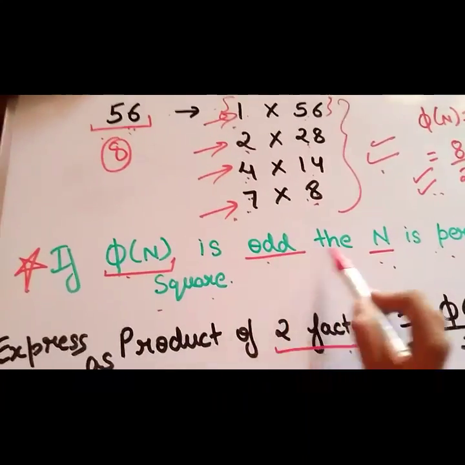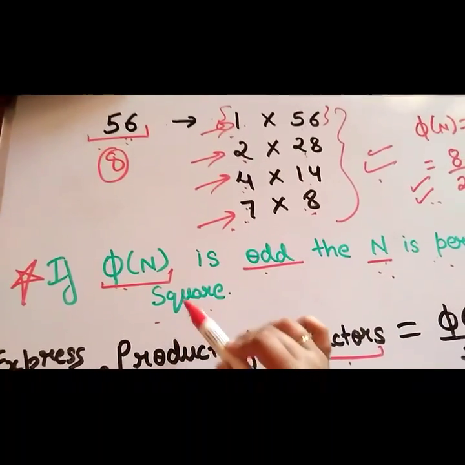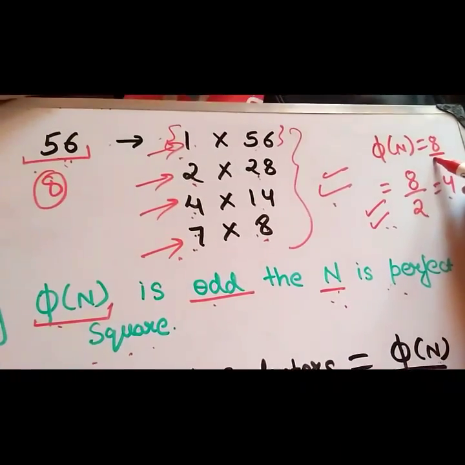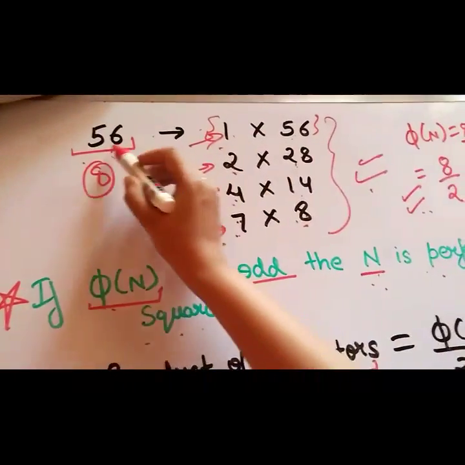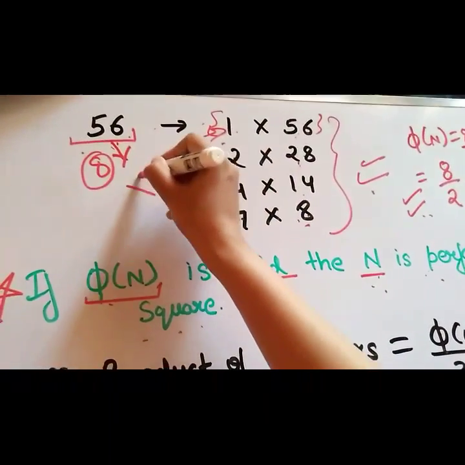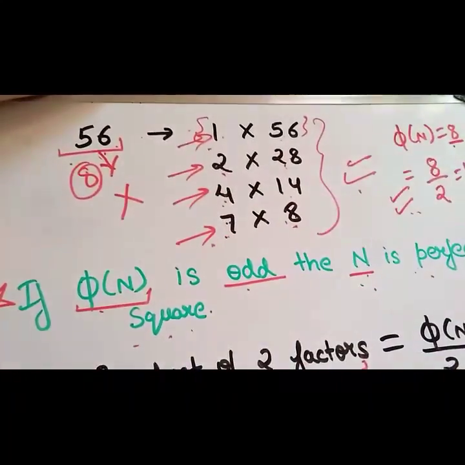Next, let's check for this also. If phi n is odd, then n is a perfect square. It means if phi n is even, then n is not a perfect square. Phi n is here even. So is 56 a perfect square or not? 56 obviously is not a perfect square.